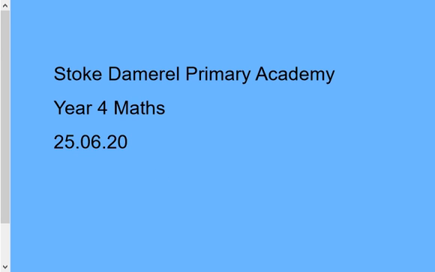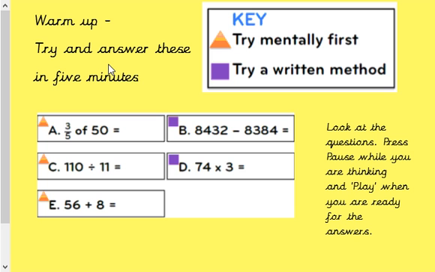We're going to start this morning with our usual 5-minute warm-up. You've got 5 questions to answer in as close to 5 minutes as you possibly can. 2 of them, these 2 here, are written method questions. These 3 here you might be able to have a go at using your number knowledge or mental strategies. So press pause while you're working and press play when you're ready to carry on.